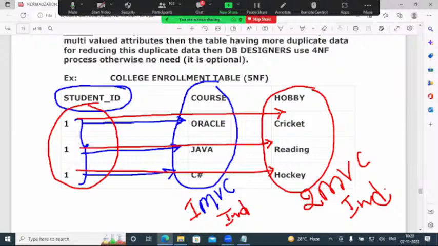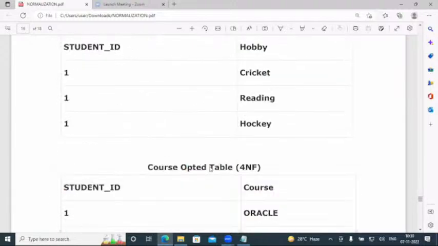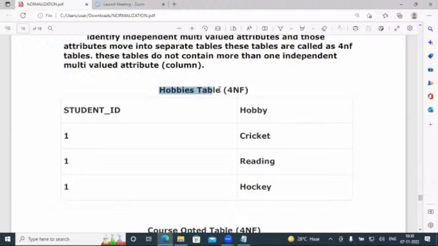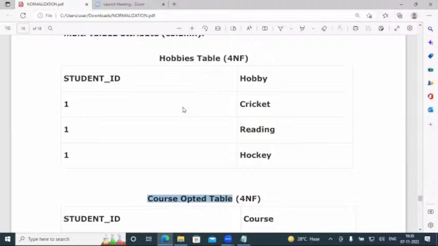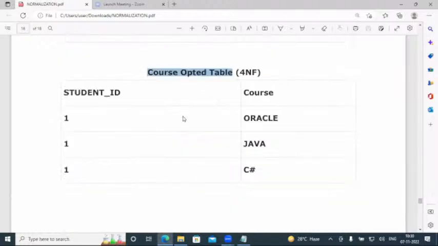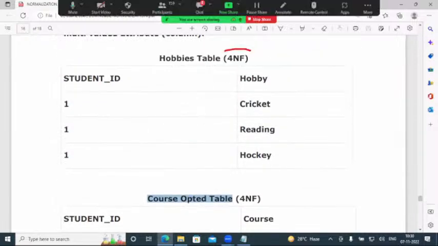So this is the table. Now what I want to do? I want to decompose, split. Now I'm splitting. One table I created is hobby, and one table I created is the course opted table. Now we can see the hobbies table: fourth normal form enough? Satisfied? Yes or no? How many multi-valued columns? One. Satisfied. Course? Satisfied. So now these two tables come under what? Fourth normal form tables. Got it? So this is fourth normal form.